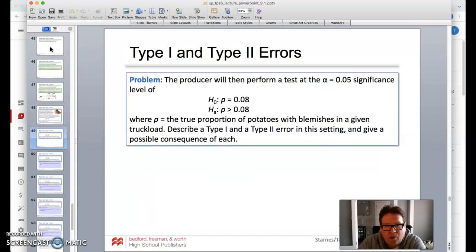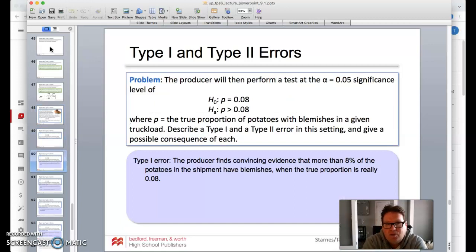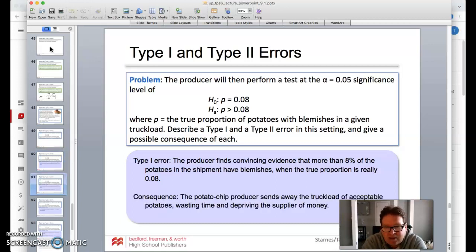Okay, so the type 1 error could be that the producer finds convincing evidence that more than 8% of the potatoes in the shipment have blemishes when the true proportion really is 8%. Well, then he's going to end up sending that truckload back. It should be good, but he's sending a good truckload back, and that's wasting time and costing money. So that's something we don't want to make.